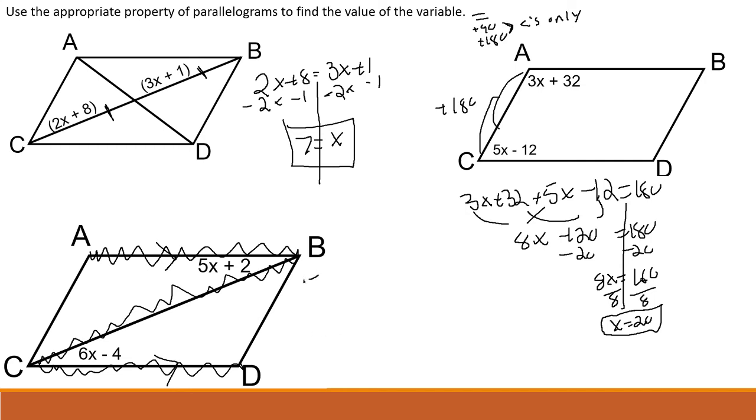So this is a case where 5x plus 2 is going to be equal to 6x minus 4. And again, the reason being is because they're alternate interior. They form that zigzag or that Z shape. So be careful that when you see a diagonal in a parallelogram, do know that you have alternate interior angles at play, and you might need to readjust yourself on that. So we solve for x, add 4, and we get 6 is equal to x.